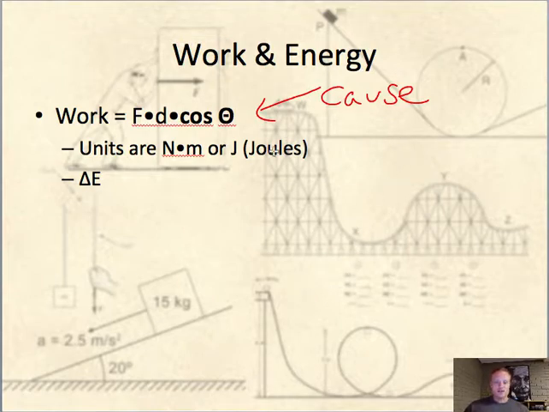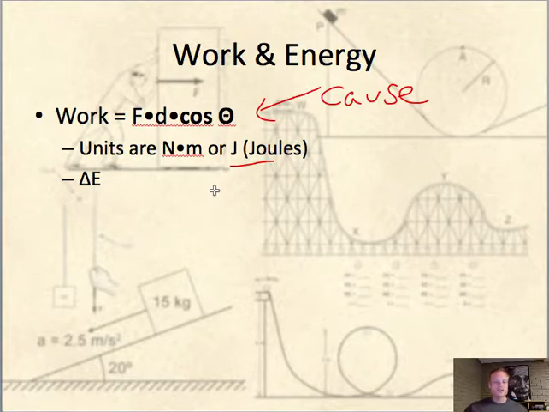The units of work will be measured in joules, and a joule is a Newton meter. And sometimes you'll see work as delta E, or the amount of energy that has gone into an object, because work is basically a form of energy.